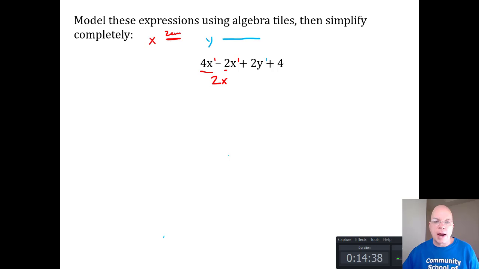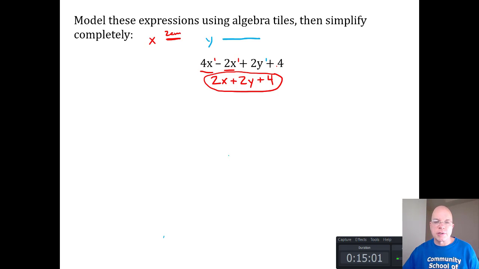You can subtract or add like terms. But the 2y, there's no other term with y in it, so that just remains 2y. And the 4 is just 4. If I had plus 4 plus 10, then I could say 14, but this is my final answer.